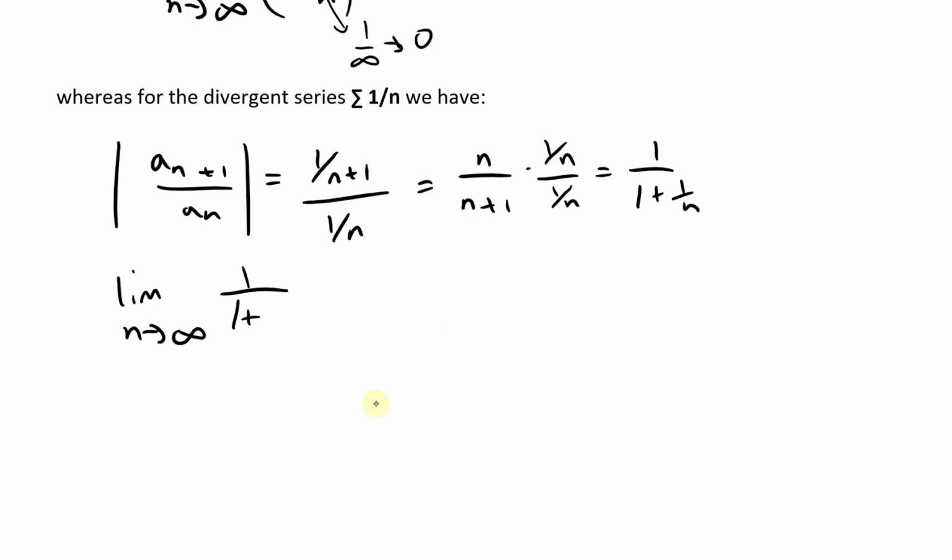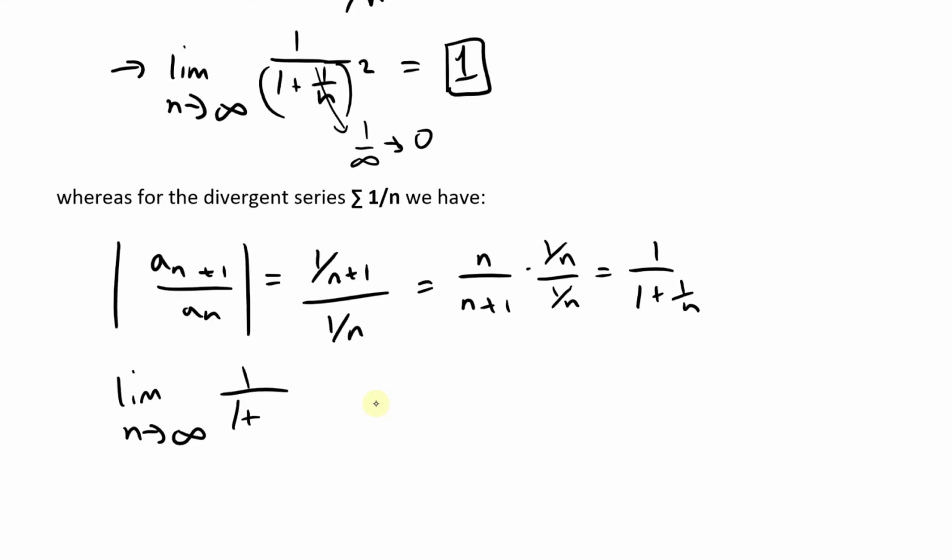Again, in this case n is always positive: 1, 2, 3, 4, etc. There are no negative values anywhere, no subtraction, so we can remove that absolute value. This equals 1 over (1 + 1/n). Again, 1 over infinity goes to 0, so this equals 1 over 1, which equals 1.